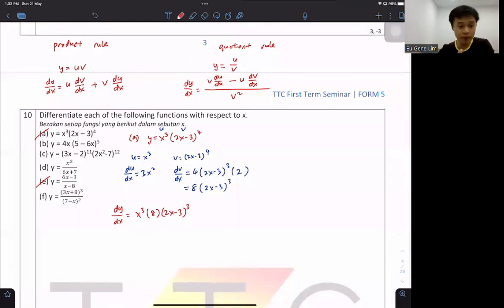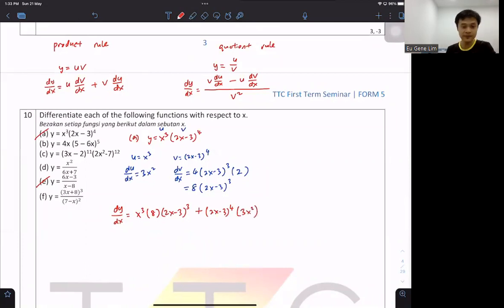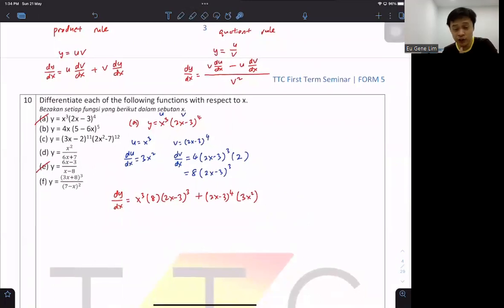Follow the formula, just follow the formula. Then plus v du/dx. v du/dx is what? Then v is this one, du/dx is this one. Understand? So you just have to follow formula. Once you write out this thing, you already get 1 mark already, because you're using formula. You do formula correctly, you get 1 mark. Understand? Then you continue to calculate.